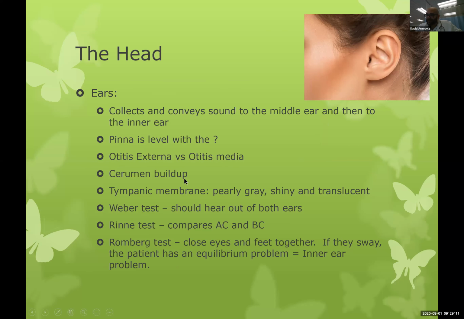Two more slides, then we'll take a break. The ears. There's a lot of good information as we get to the head, but the ears are really interesting. The ears help with balance. The inner ear specifically helps with balance.